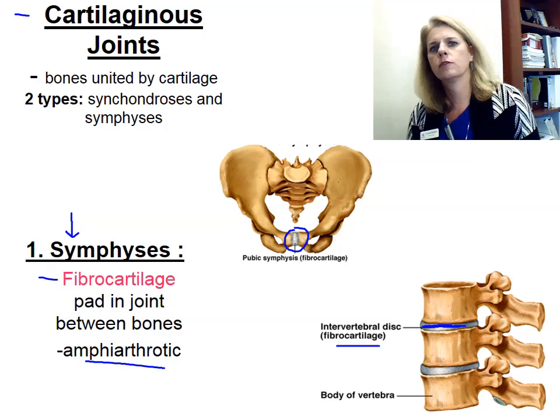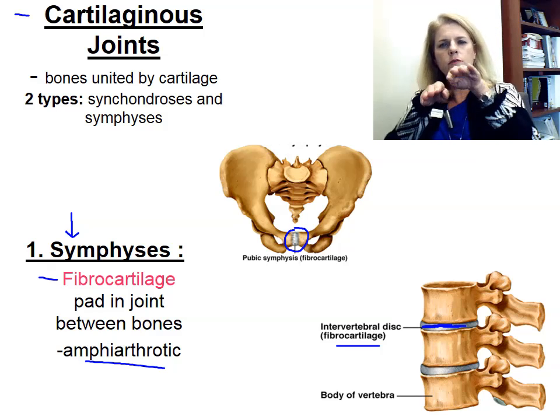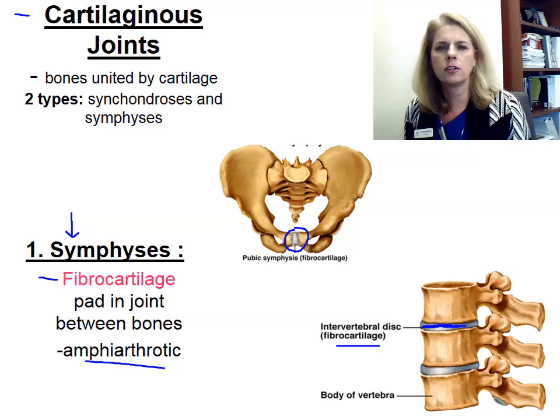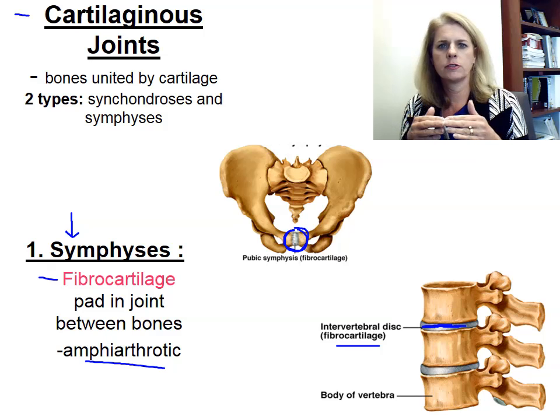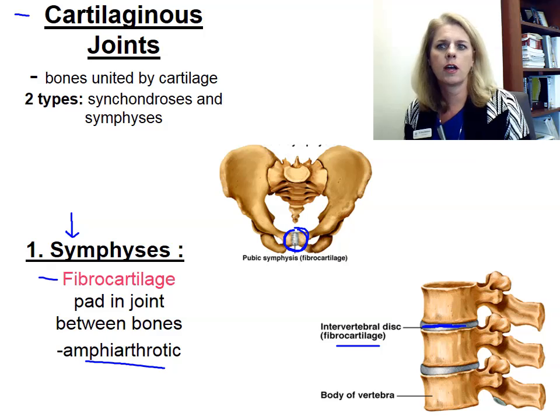So imagine moving your spine, kind of rocking back and forth. Those vertebrae can move just a little bit. That joint is a little bit movable. And in females during labor, this fibrocartilage, this pubic symphysis, will spread just a little bit to open up the pelvic cavity to accommodate the head during childbirth. So a symphysis is a type of cartilaginous joint, and you find those between the hip bones and between the vertebrae.